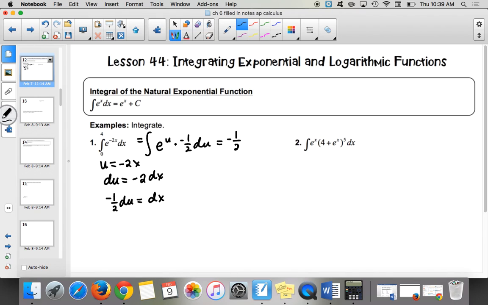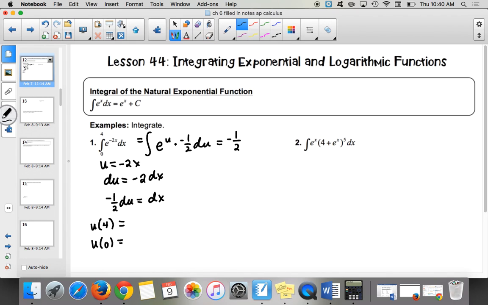We can ignore it. When I integrate e to the u, I do get itself, e to the u, so it's e to the u plus c. Now, I don't want to do a plus c, though, because I have numbers. If you remember when we did u-substitutions, we changed those x values from before, our numbers 0 to 4, into u values.